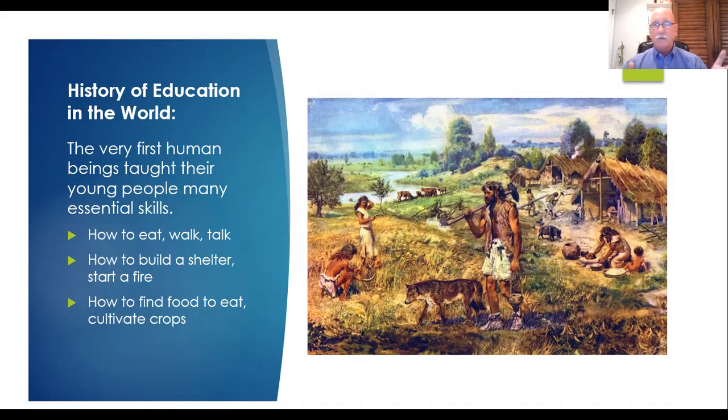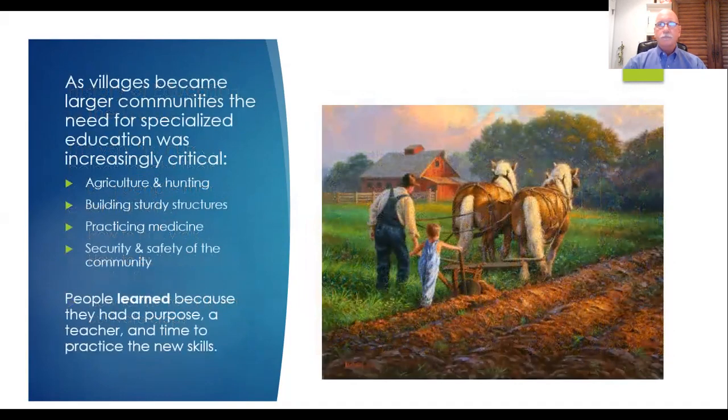Other important things to do is find food. You need to be able to eat. You need to be able to feed your family. How do you find food? How do you cultivate crops? How do you cook it? And so these are all things that were taking place at the beginning of civilization. And it was a type of vocational education.